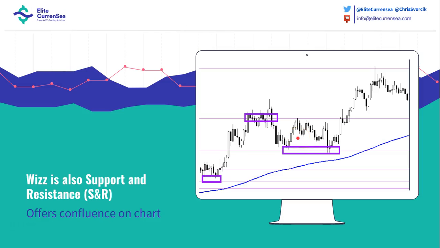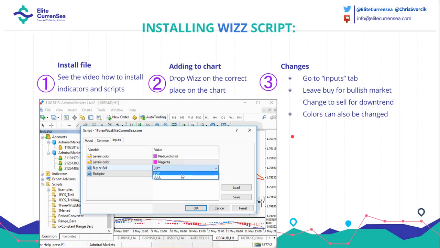Now, besides using it for targets, we can use it as support or resistance. We have to realize that often enough, Wizz gives great confluence to Fib levels itself, Fibonacci targets, and Fibonacci retracement levels.